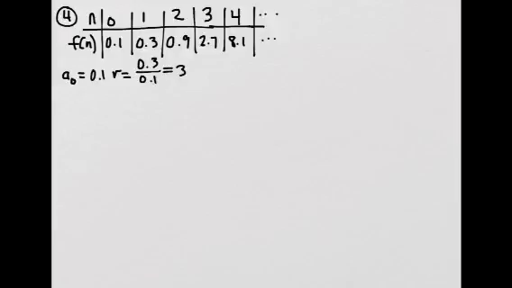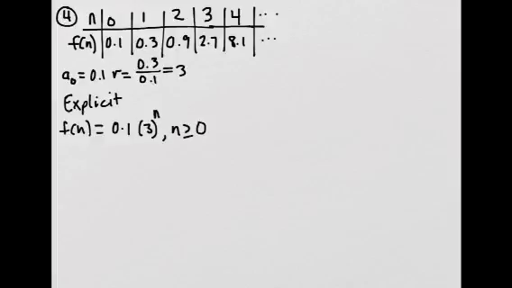So now we're going to write the explicit, and it's f of n. Now because we're starting with 0, we use the explicit formula for beginning with 0. So that's the first term in the sequence times the ratio, 3, to the n power for n greater than or equal to 0.